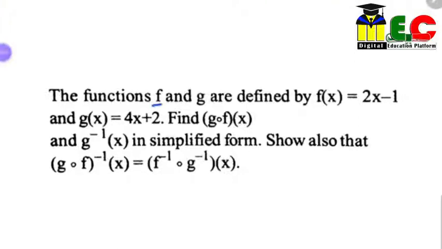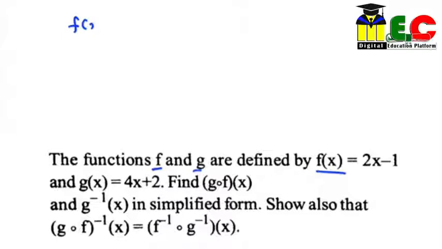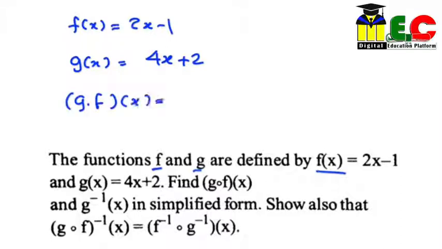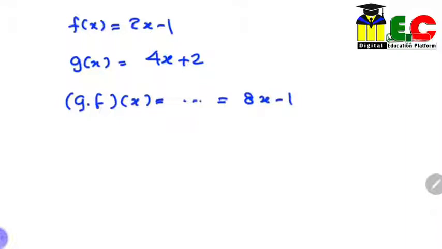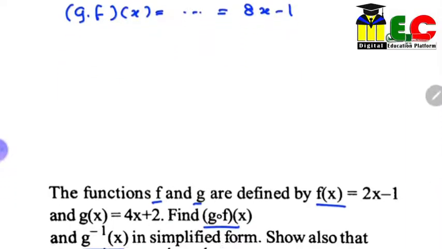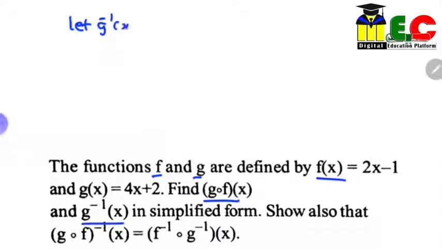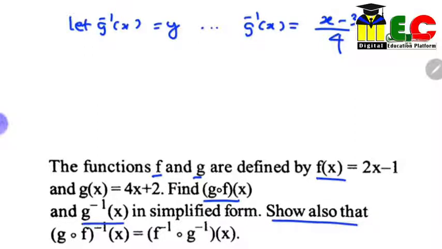The functions f and g are given: f of x equals 2x minus 1, and g of x equals 4x plus 2. Find g cycle f of x, which is g of f of x, and the answer is 8x minus 1. Then find g inverse of x: let g inverse of x equal y, which gives x minus 2 by 4.